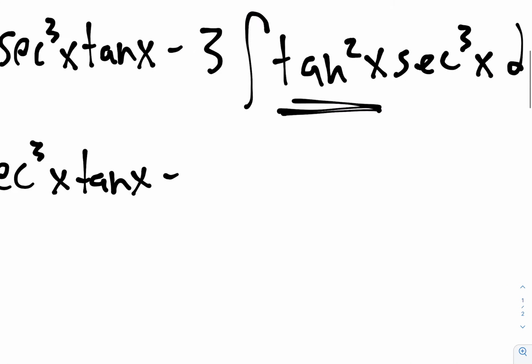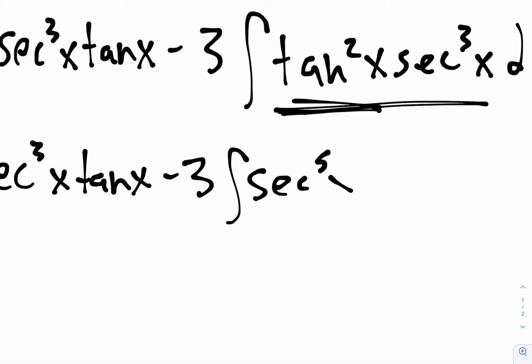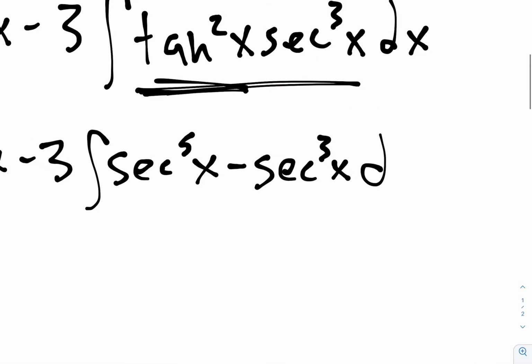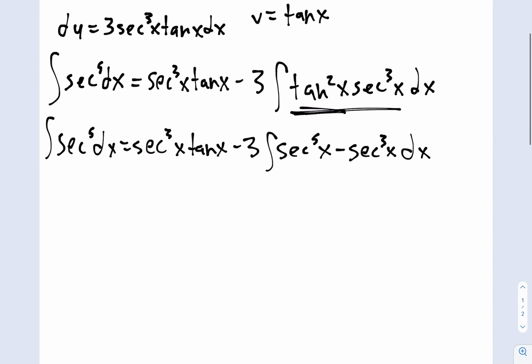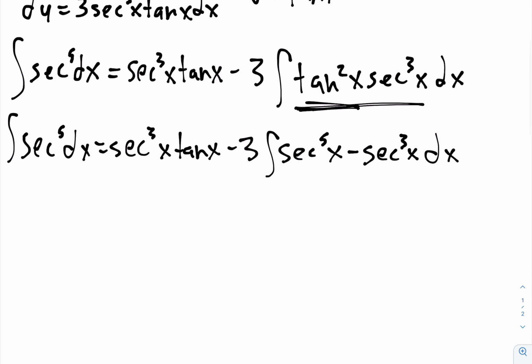minus 3 times the integral. When you combine secant squared minus 1 times secant cubed, you expand that out. It's going to be secant to the fifth minus secant to the third. Remember, we still have that dx in there, just hanging out.